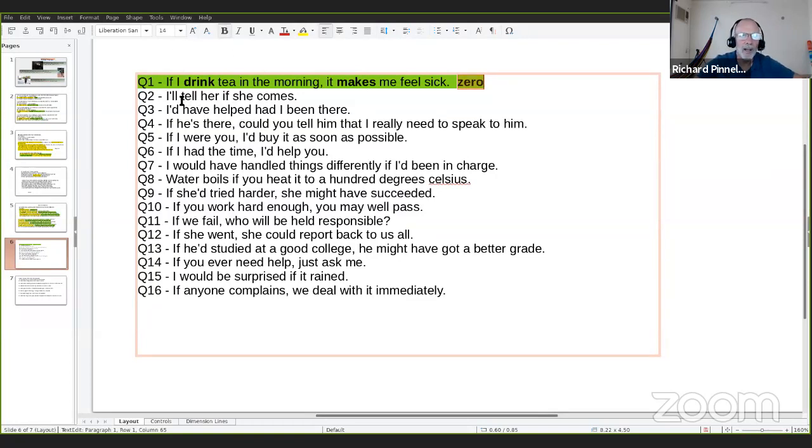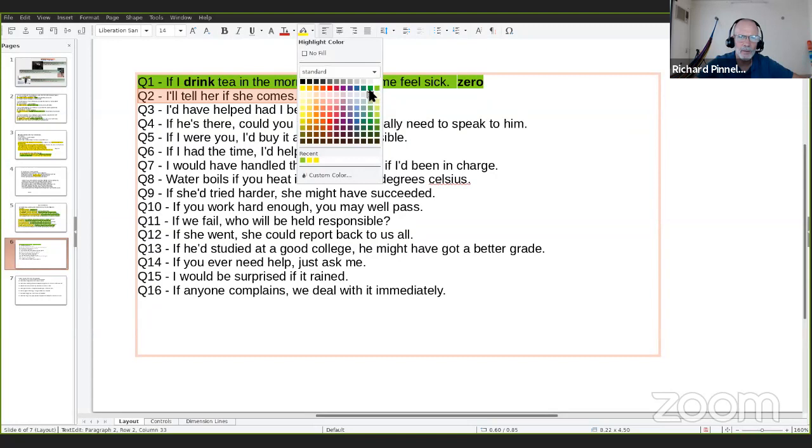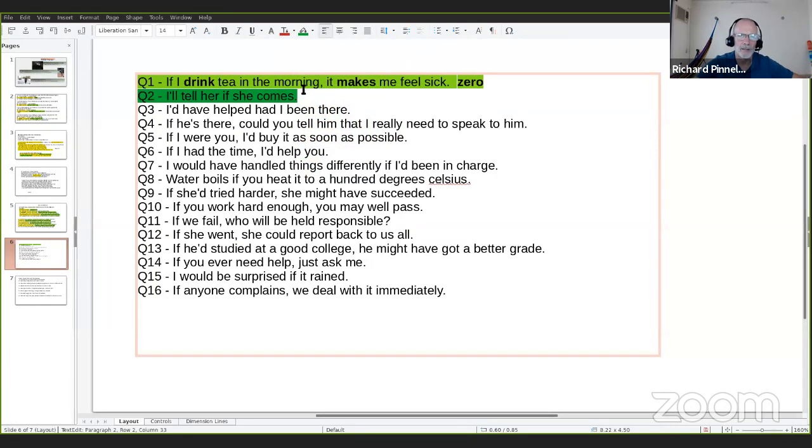I'll tell her if she comes. Here we got will plus verb, and here we got present simple. I'll tell her if she comes. What conditional is this? First, second, third, or mixed? Second conditional. No. It's not the second conditional. Nelson says it's the first conditional. Very good. It's the first conditional because it's will in the result and present simple in the if part, in the main clause.